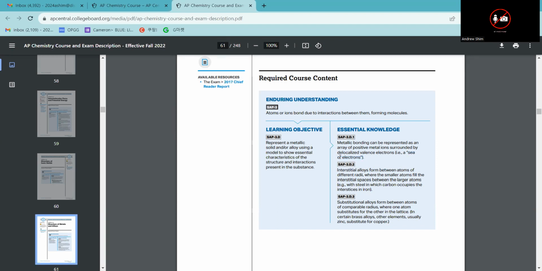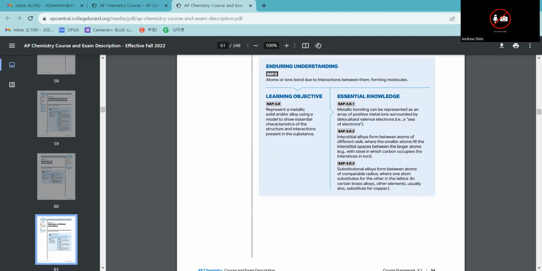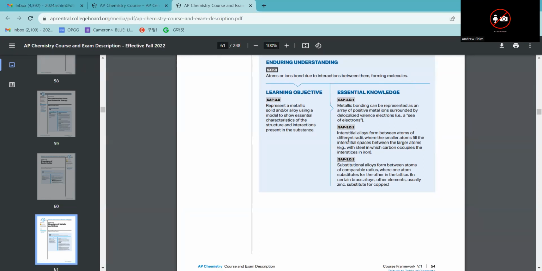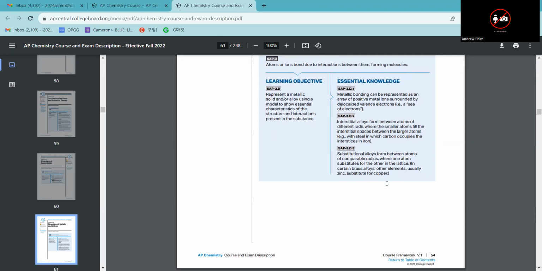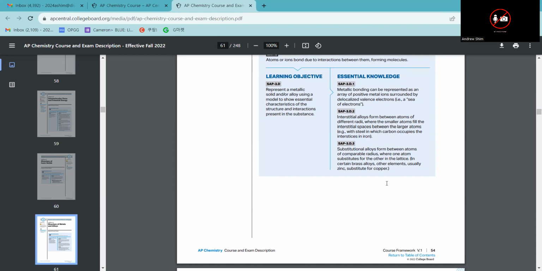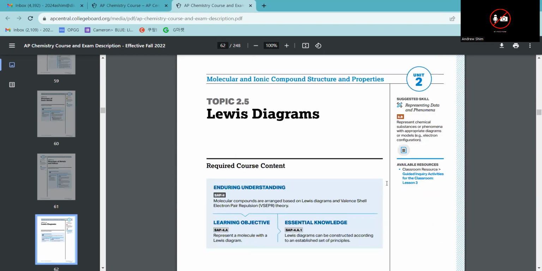This is really important when it comes to this concept, and this is about interstitial alloys and substitutional alloys. Those are two types of alloys, and they will mostly come out in an MCQ and not that much in an FRQ. Interstitial alloys form between atoms of different radius, where smaller atoms would fill the interstitial spaces between the larger ones. And then the substitutional ones form between atoms of comparable radius, basically the similar ones, where one substitutes for others in the lattice.